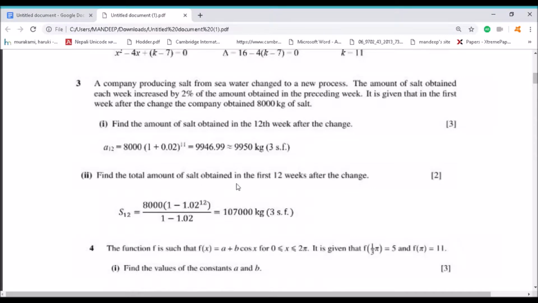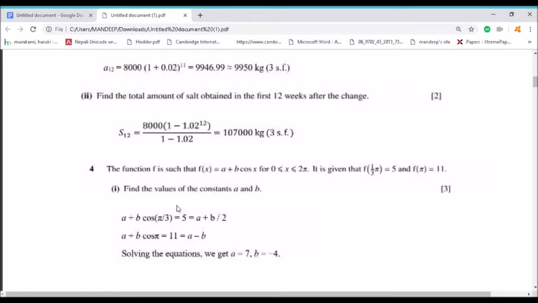Find the total amount of salt obtained in the first 12 weeks after the change. So we have to use the sum formula, which is a(1 minus r^n) divided by (1 minus r). So a will be 8000, r is 1.02 to the power 12, divided by 1 minus 1.02, which is going to be 107,000, three significant figures. That's all. Let's move on to question number 4.